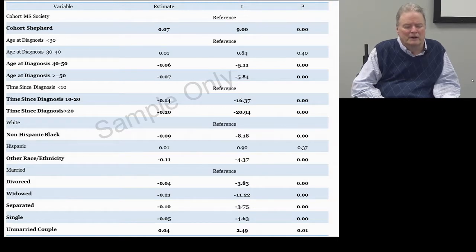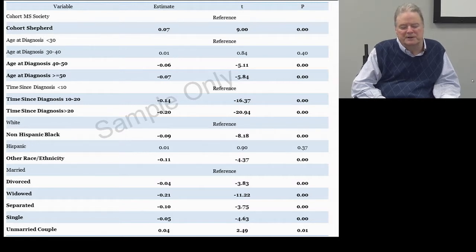And so as we go through, we can see, compared to those with a diagnosis under the age of 30, those highlighted, bolded, being lower likelihood of employment among those in the 40 to 50 age range, and lower yet at those greater than 50. So time since diagnosis is also statistically significant, and not surprising, the longer the time from the diagnosis to the follow-up, the lower the probability of employment.